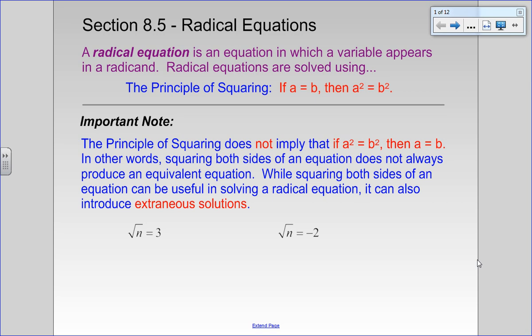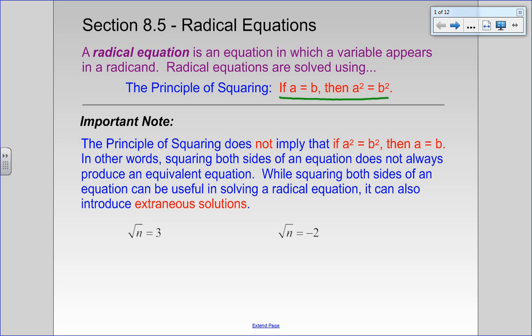Section 8.5 of your textbook covers the topic of radical equations. A radical equation is an equation in which a variable appears in a radicand, or under a radical symbol. Radical equations are solved using the principle of squaring, which states that if a equals b, then a squared equals b squared.